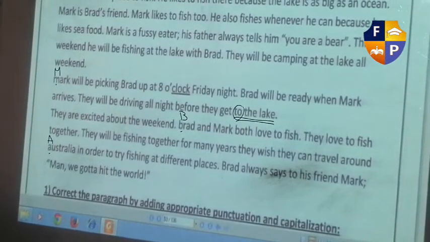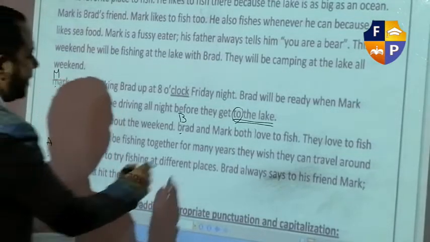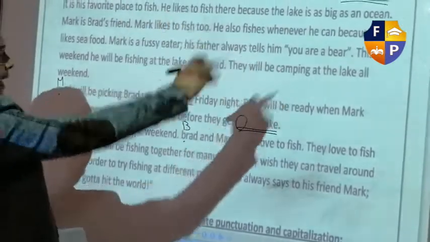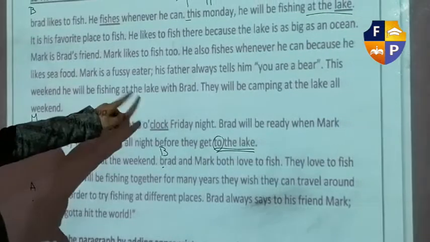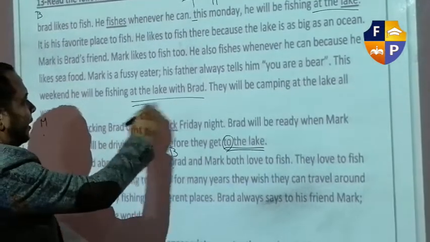Number three, we have lots again. For example, for many years. So I have at the lake and to the lake, and at the lake here again, at the lake with Brad. At the lake with Brad, this is another prepositional phrase.